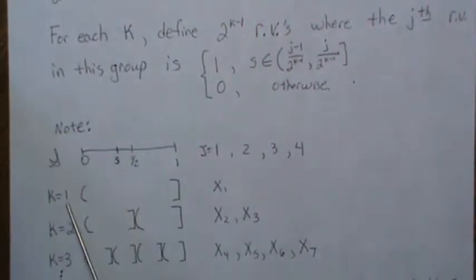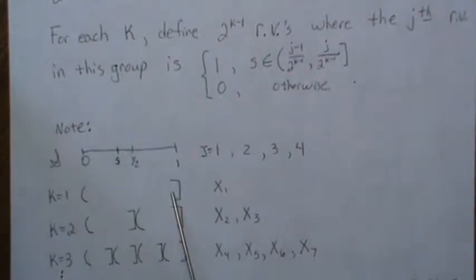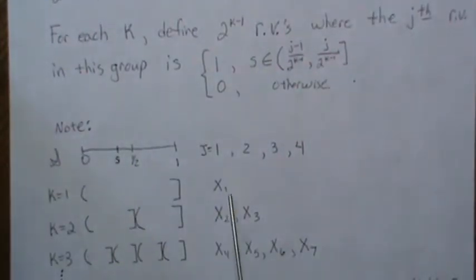Okay, so when k is 1, it breaks into one interval, and we're going to let x1 be an indicator for this interval, so it's basically always 1. But now to go to 2, we run out of subintervals, so we have to increment k to 2. That means break it into 2 intervals, and then we define the next 2 random variables, x2 and x3, as indicator functions over those intervals.